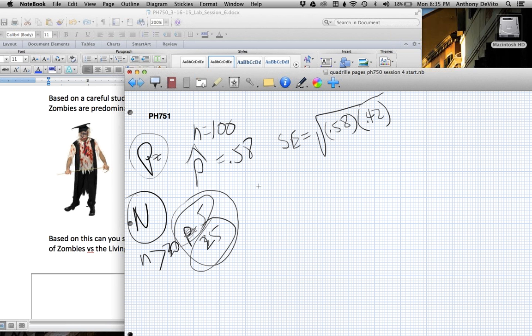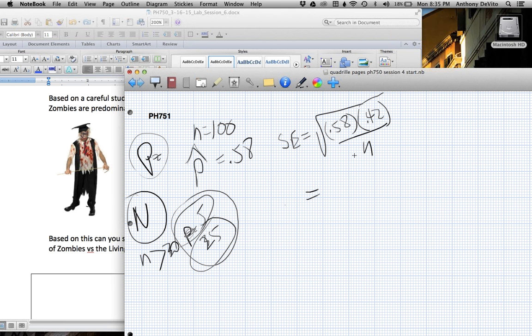So I satisfy that rule where each side of the sample, each side of that proportion has to be at least 15. Got it? Make sense? In other words, if I had a proportion of 95 out of 100 zombies, I wouldn't be able to calculate my standard error because one side of that would be too small a sample size. It would be only 5 non-male zombies. Okay? So divided by n.